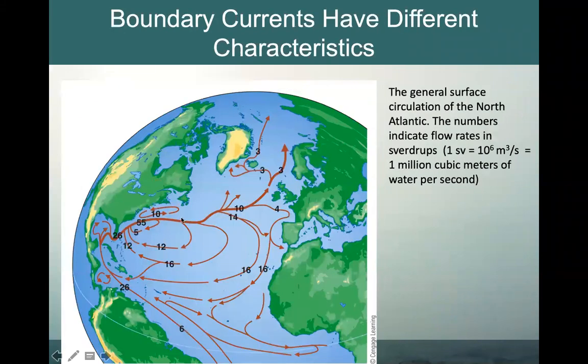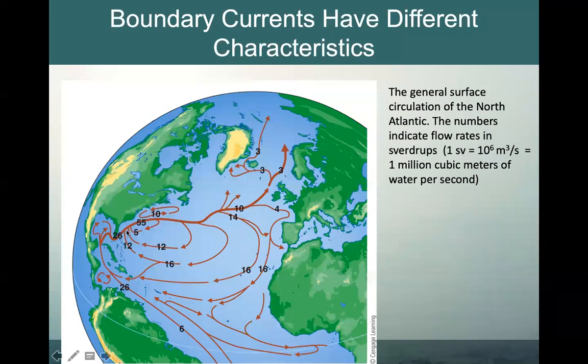This diagram of the North Atlantic gyre is giving us these different numbers, and these numbers are what we call volume transport. The units behind these values are called Sverdrups, named after Harald Sverdrup. A Sverdrup is equal to 10 to the 6th meters cubed per second. That's 1,000,000 cubic meters of water per second. So that is a volume, right? Meters cubed per second. So that's a volume transport of water.